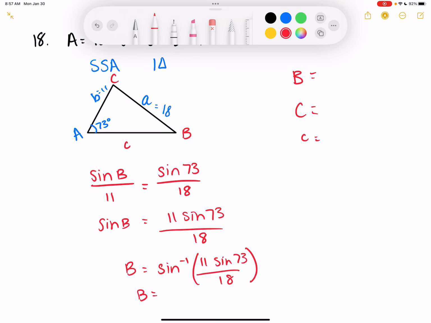What do you want it rounded to? What did I say I wanted these rounded to? Whole numbers. Okay, there's your answer. 36 degrees.